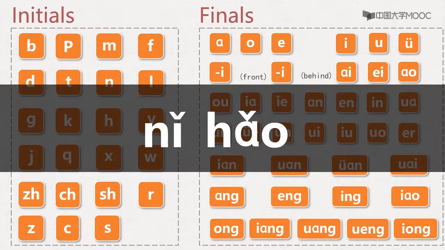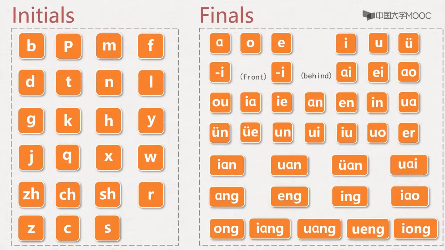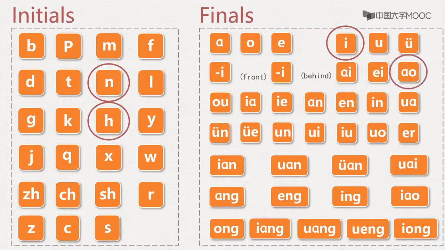How many sounds are there in Chinese? There are 21 initials and 38 finals in total. Look at this form. Take 你好 as an example. From this table, we can easily find initials n and h, finals i and ao. There are also two special initials here. We will explain them in the future.